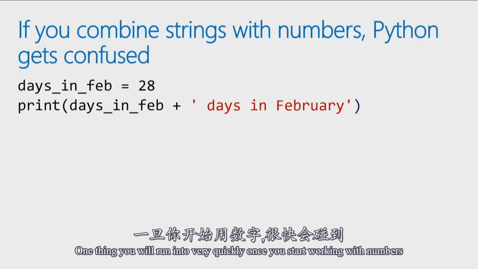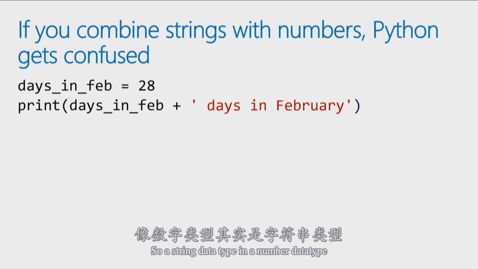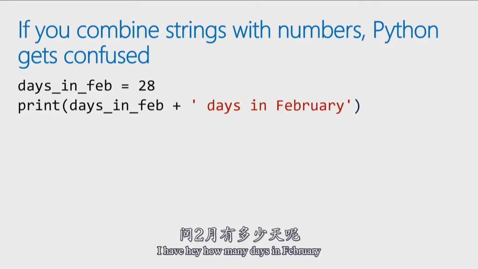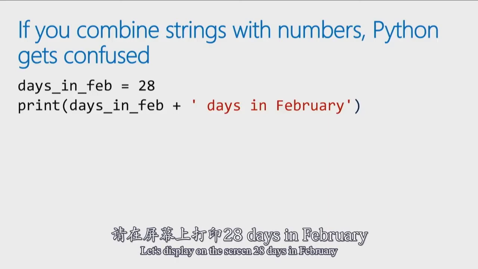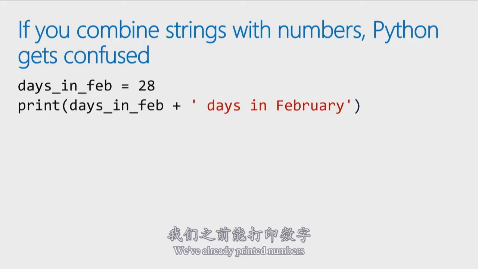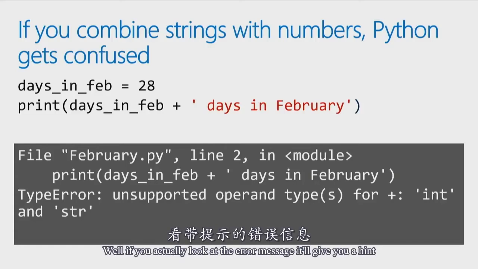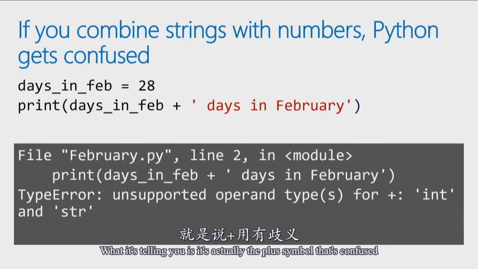One thing you will run into very quickly once you start working with numbers is that when you start combining different data types, so a string data type and a number data type, Python will get confused. So in this case, I have the number of days in February, 28, and then I just say, hey, print statement, let's display on the screen 28 days in February. We've already printed numbers and we've already printed strings, yet when we run this code, it blows up. But why? Well, if you actually look at the error message, it'll give you a hint: unsupported operand type for plus, int and string.